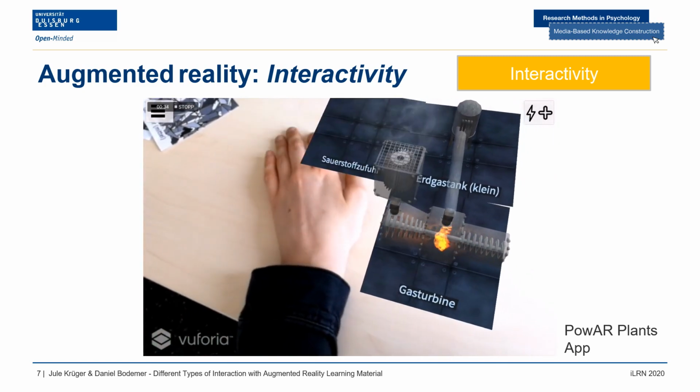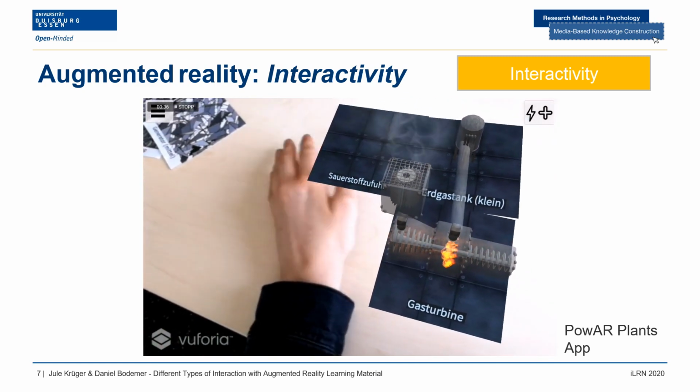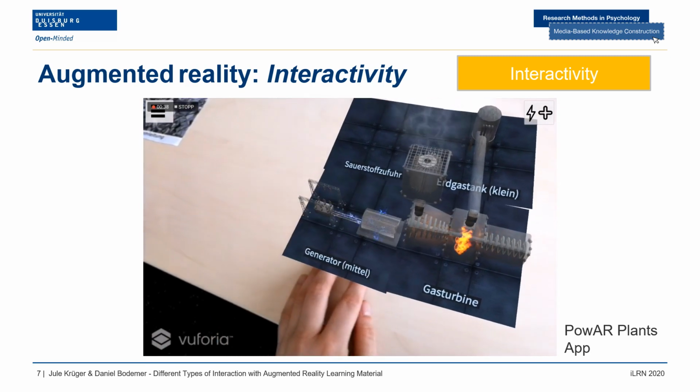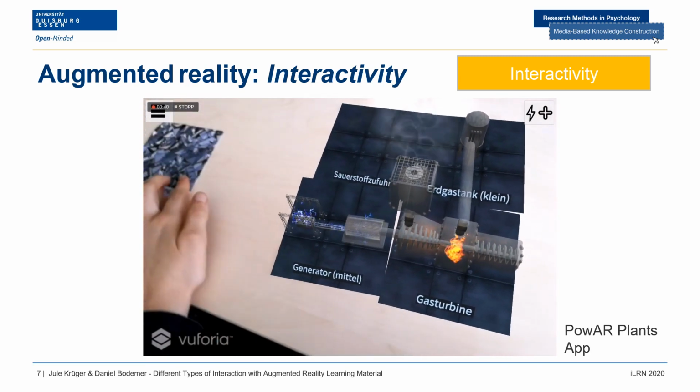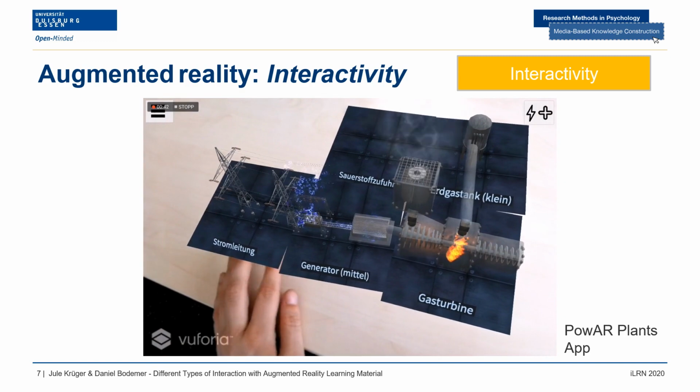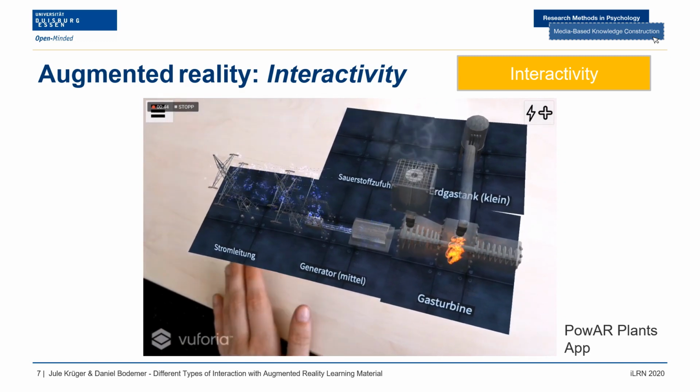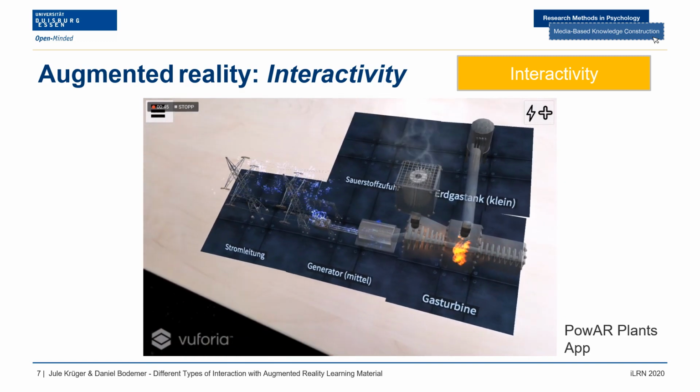In this video, for example, a learner interacts with virtual components of a power plant by moving physical AR markers around. The virtual objects move with the markers and react by connecting when they are close to each other.